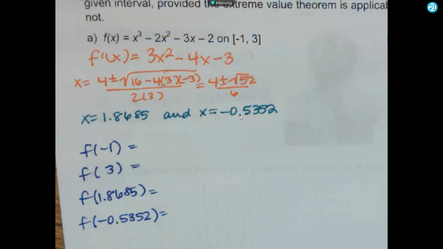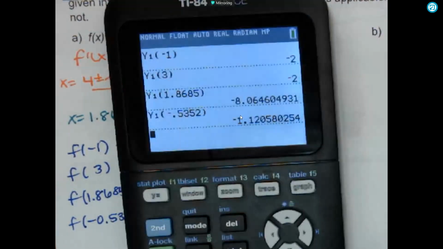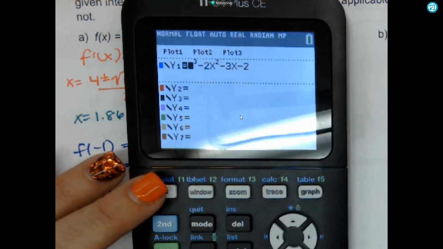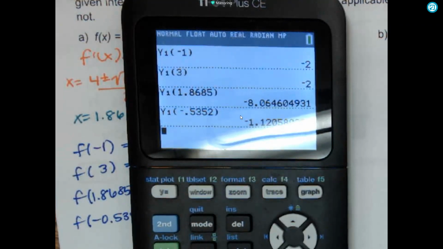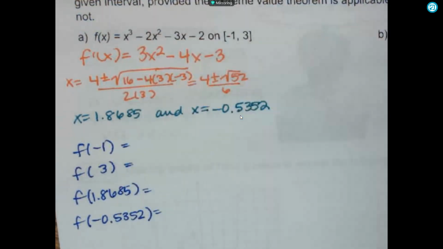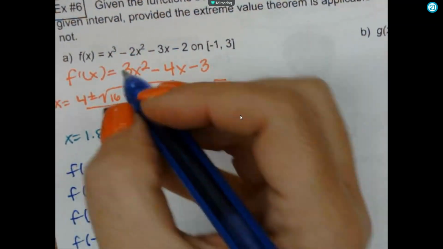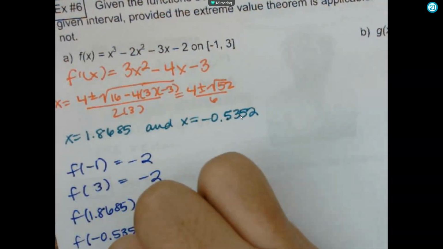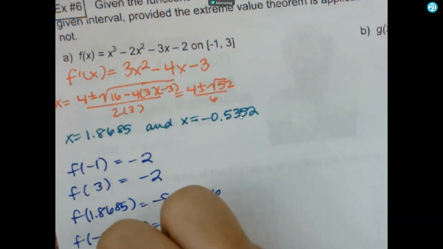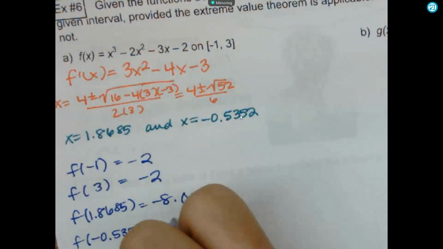And remember, you can always do that. Hold on, I'll show it. I did it on my main screen, so I went and put that equation, the x cubed, into my y1, and then, since y'all taught me that you can do this, so I'm not a calculator guru. All right, so I got -2, -2, -8.0646, and -1.1206. Everybody with me?